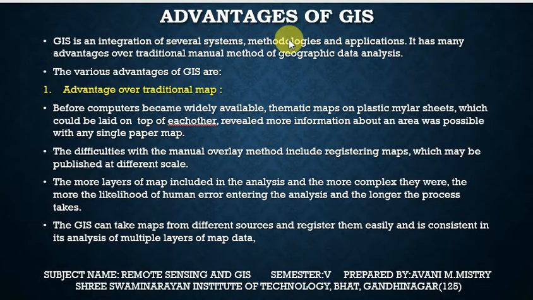The more layers of maps included in the analysis, and the more complex they were, the greater the likelihood of human error entering the analysis and the longer the process took. GIS can take maps from different sources and register them easily, and is consistent in its analysis of the multiple layers of map data.